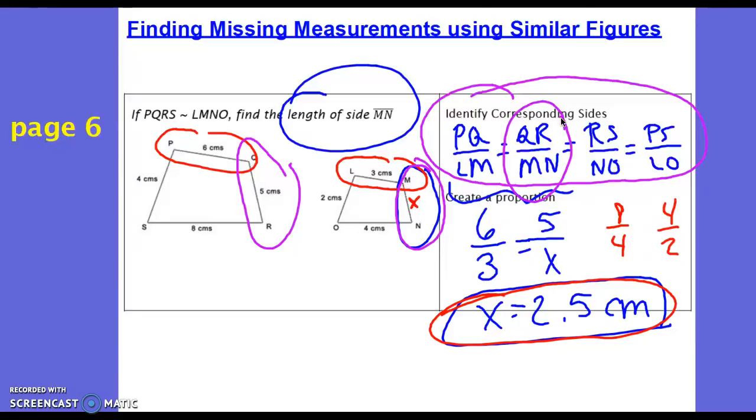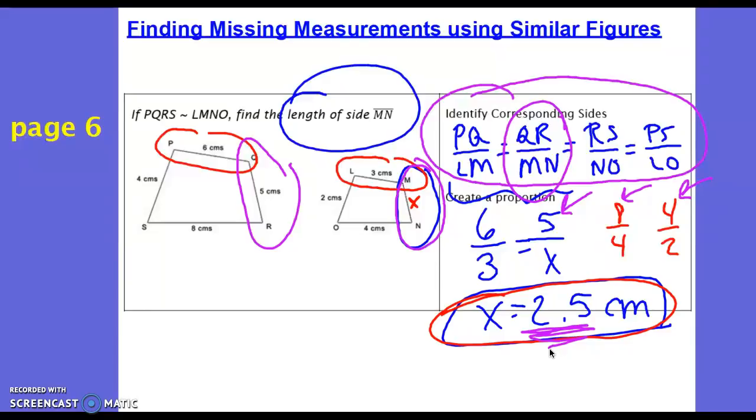Now you could have solved this a couple different ways. You could have said 8 over 4 equals 5 over X using this proportion. Or you could have said 4 over 2 equals 5 over X. No matter which ratio you picked, you would have had something over something equals 5 over X. But either way, no matter which way you chose to do it, so you had 3 different options, you would get the answer of 2.5.